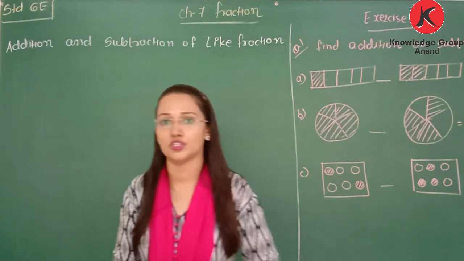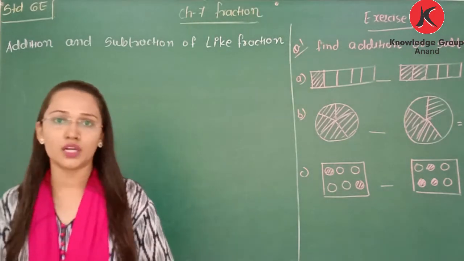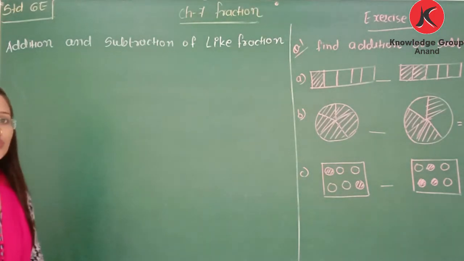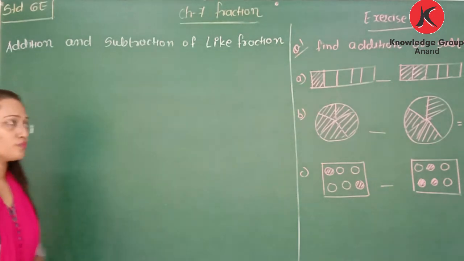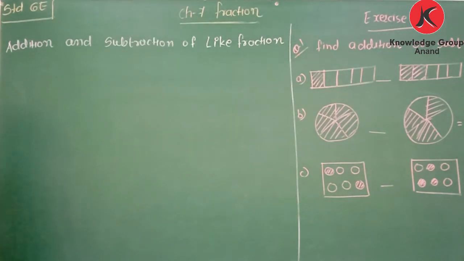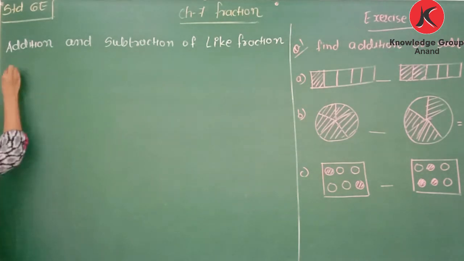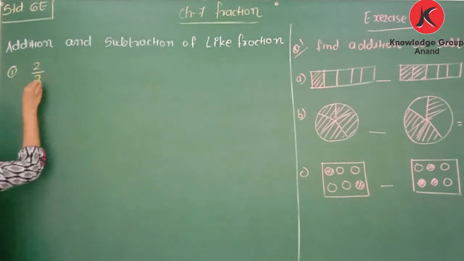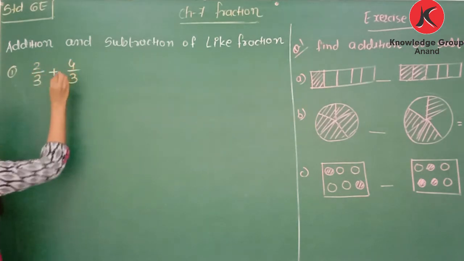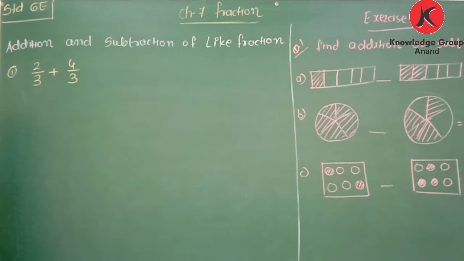Unlike and like fractions. Today we will learn about the addition and subtraction of like fractions. So let's start. What is a like fraction? If the denominator is the same. For that, 2 by 3 and 4 by 3. Now you can see the denominators are the same.